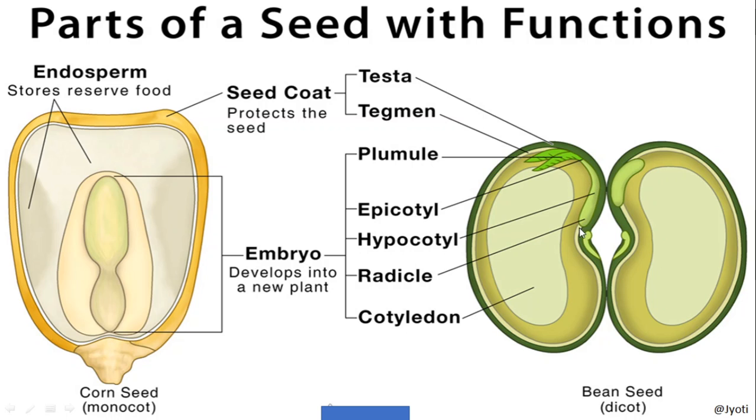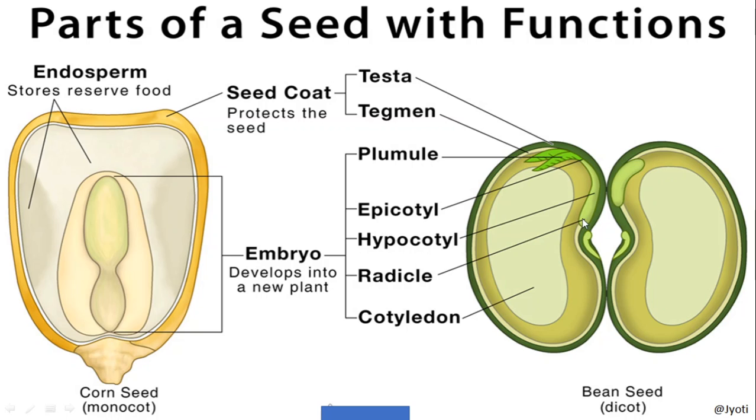Here you can see the embryo. This portion is the embryo. The whole thing is the embryo. The embryo consists of the cotyledon. Then it has an axis, as you can see here. The axis has two parts, one is epicotyle, the other is hypocotyle. Okay. So here you can see, hypo means below. And the other one is epicotyle.